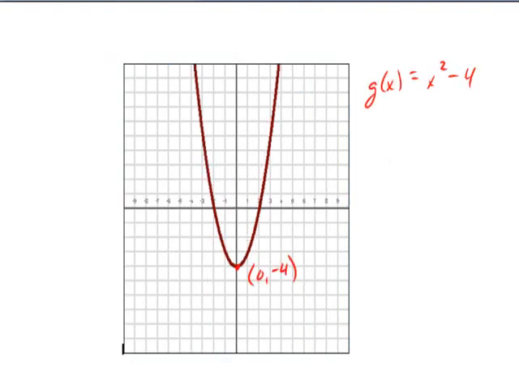In the second example, I have a parabola that has a vertex at 0, negative 4, so the function goes down as low as negative 4. Looking from bottom to top, nothing's being graphed as a y value until we reach the negative 4. And then going upward, the graph goes upward forever. So in interval notation, the range is from negative 4, including negative 4, to infinity, or y is greater than or equal to negative 4.